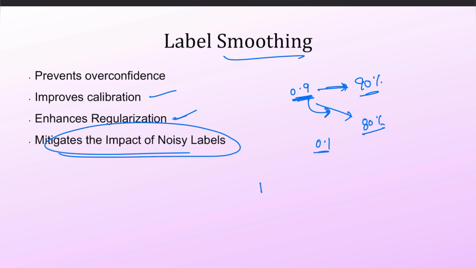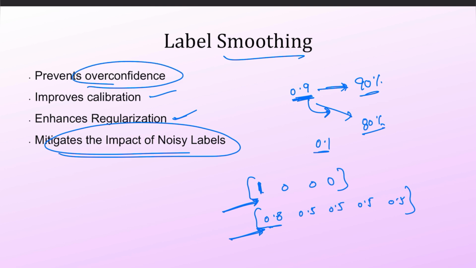So if I give 1, 0, 0 like this as labels, we are telling the model that I am damn sure that it is a dog, it's not a cat. But if you give like this, 0.8 and maybe 0.05, 0.05, 0.05 and 0.05, then we are saying that we are 80% sure that it is a dog. So we are not 100% sure. That is where it prevents overconfidence. So if there are any mistakes in the labels as well, this reduces the impact. It will not completely solve the problem, but it reduces the impact.